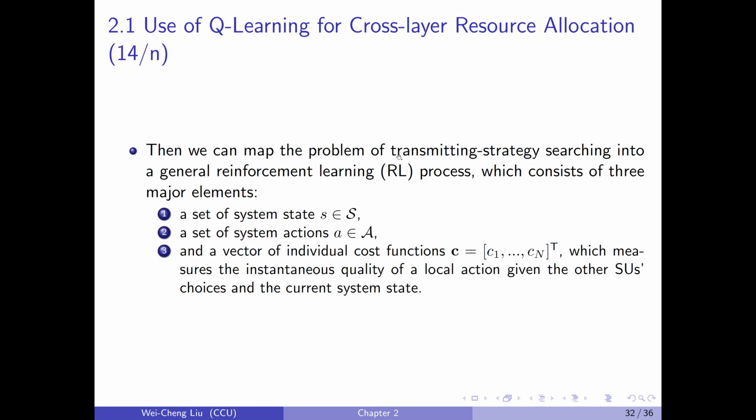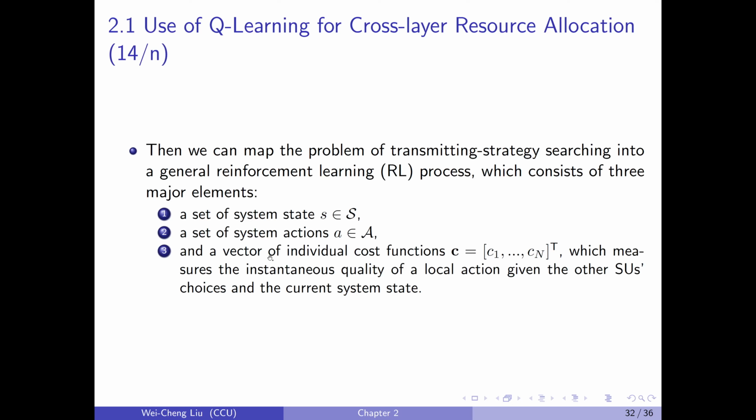Then we can map the problem of transmitting strategy searching into a general reinforcement learning, which is abbreviated as RL process, which consists of three major elements. First, a set of system state, small s is in capital S, where capital S is the set of all system states, or sometimes we call it the state space. Two, a set of system actions, small a is in capital A, where capital A is the set which contains all system actions. Sometimes we call this set the action space.